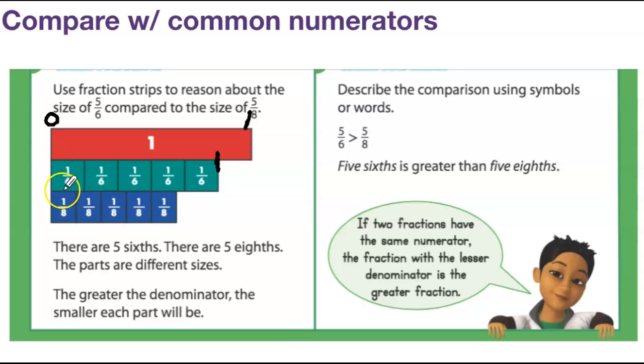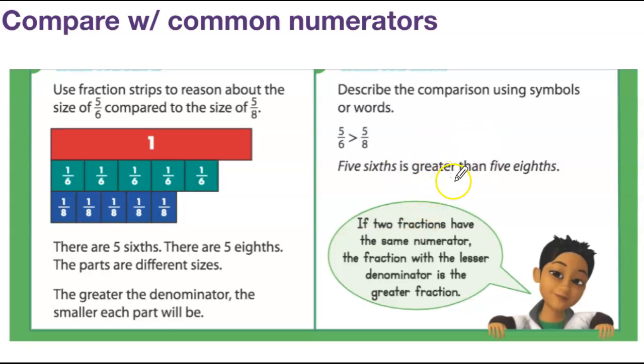Look at where they fall. Which one's farther to the right? 5/6. So again, if you have common numerators, the fraction that has the lesser denominator is always the greater fraction. All right.